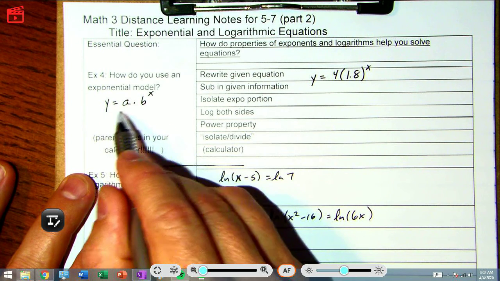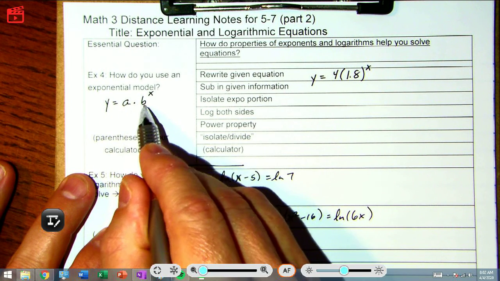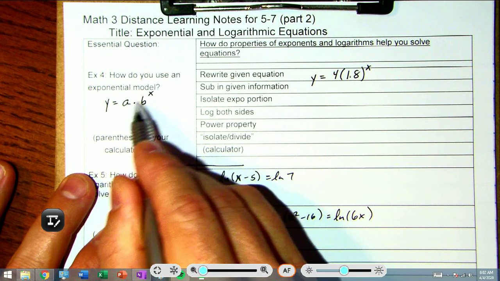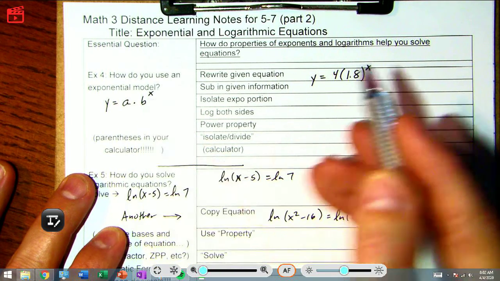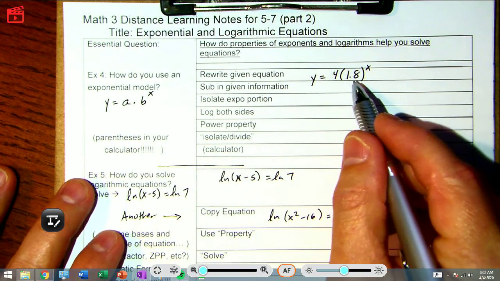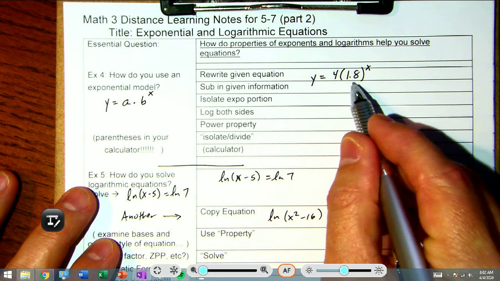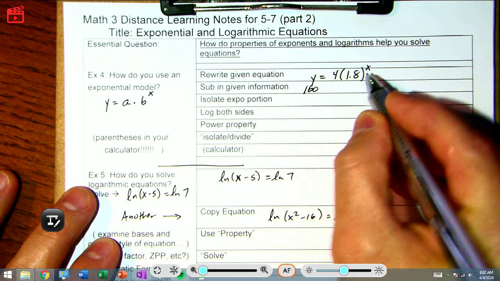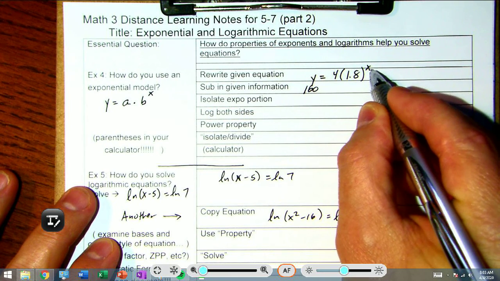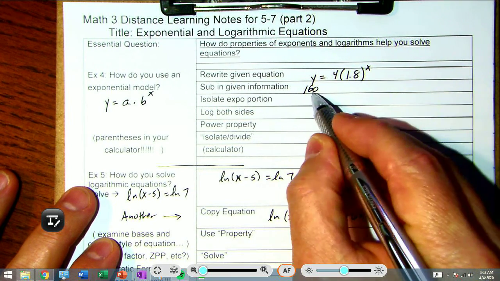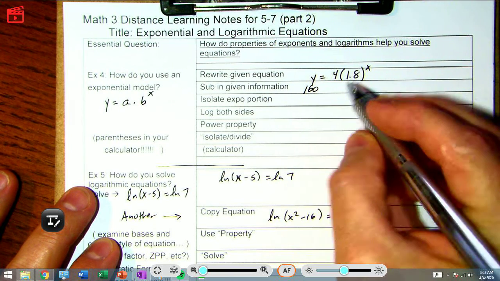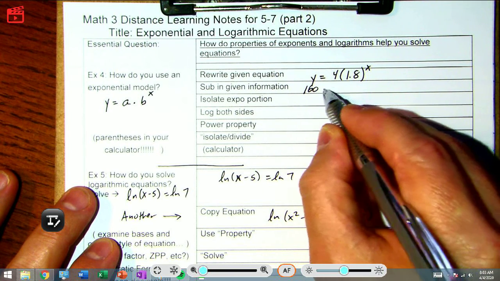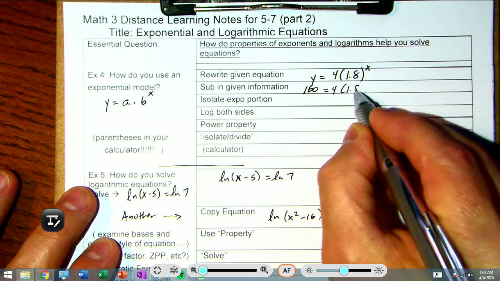It's y equals some constant a times a base b raised up to the exponent, a times b to the x. Now, they figured out on this equation that it's 4 times 1.8 to the x. And they want to know how long it's going to take, and x is the time. In other words, I wrote down x, they wrote down t. They want to find out how long it's going to take to burn down 160 acres. So that's when you sub in the given information.